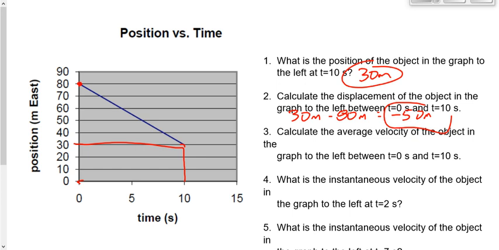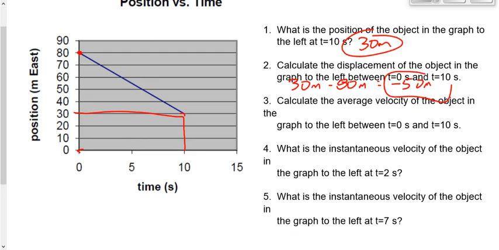The average velocity of the object in the graph between 0 and 10 seconds is going to be displacement over time. We just found the displacement. It's negative 50 meters. The time between 0 and 10 is 10 seconds. So we're going to say it's negative 5 meters per second. Negative 5 meters per second.